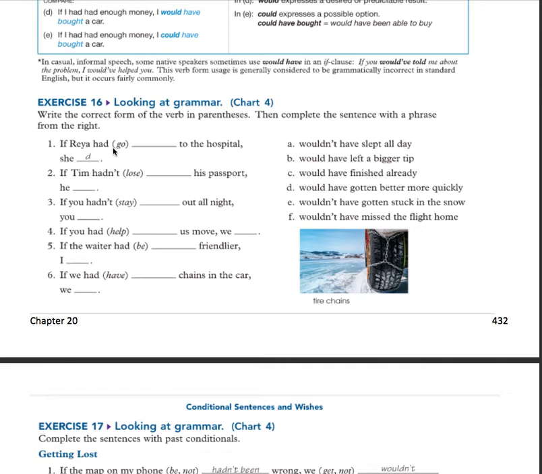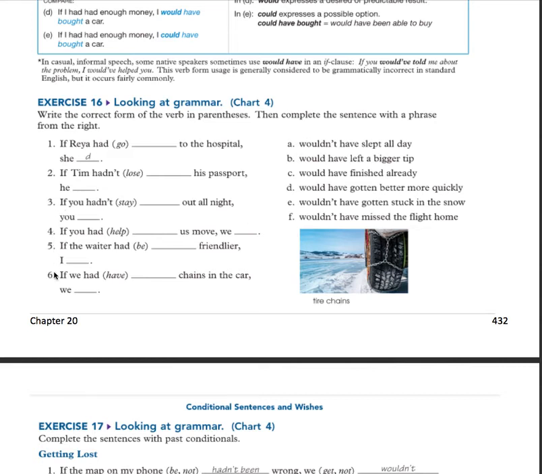If Rhea had, what's the past participle of go? Gone to the hospital, she, letter D, would have gotten better more quickly. Let's do number 2. If Tim hadn't, what's the past participle of lose? Lost his passport, he, letter F, wouldn't have missed the flight home.